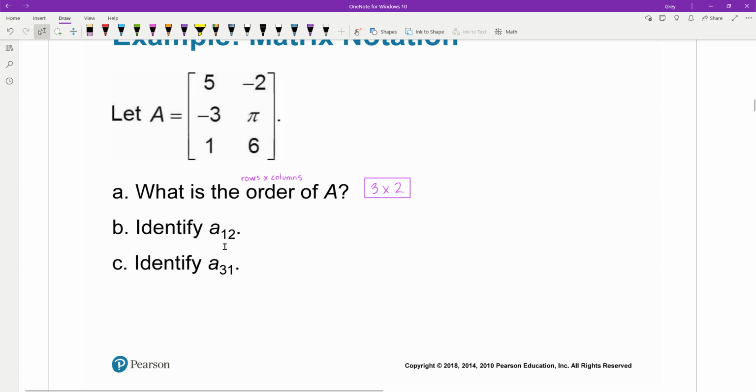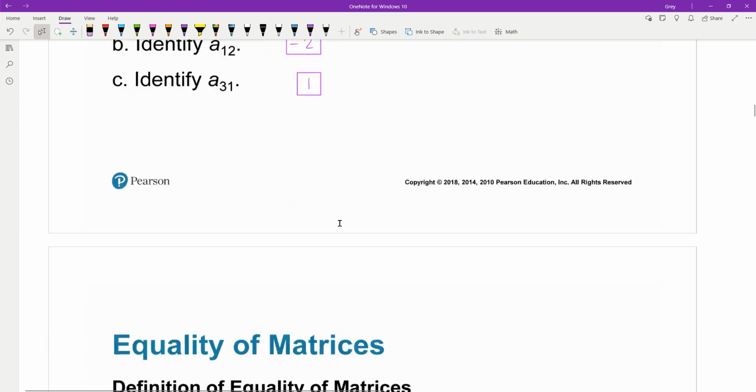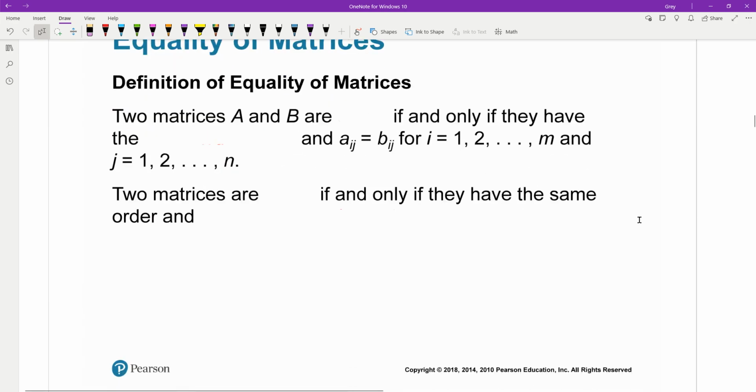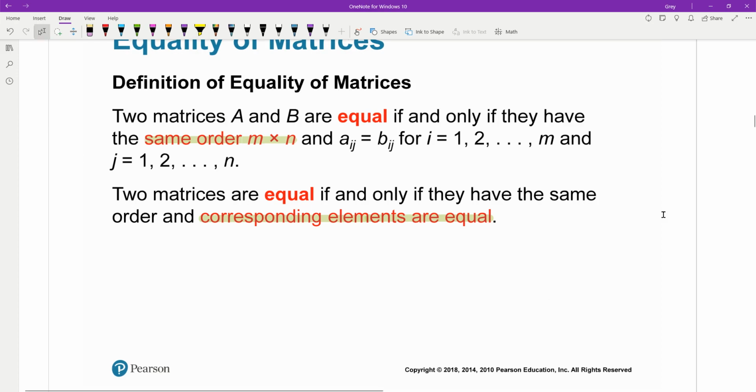B says identify a sub 1,2. That means first row, second column. First row, second column is -2. Next one, a sub 3,1 is third row, first column. Third row, first column is +1. That's all it is. Two matrices are equal if they have the same order, m by n, rows and columns, and if all the corresponding elements are equal.